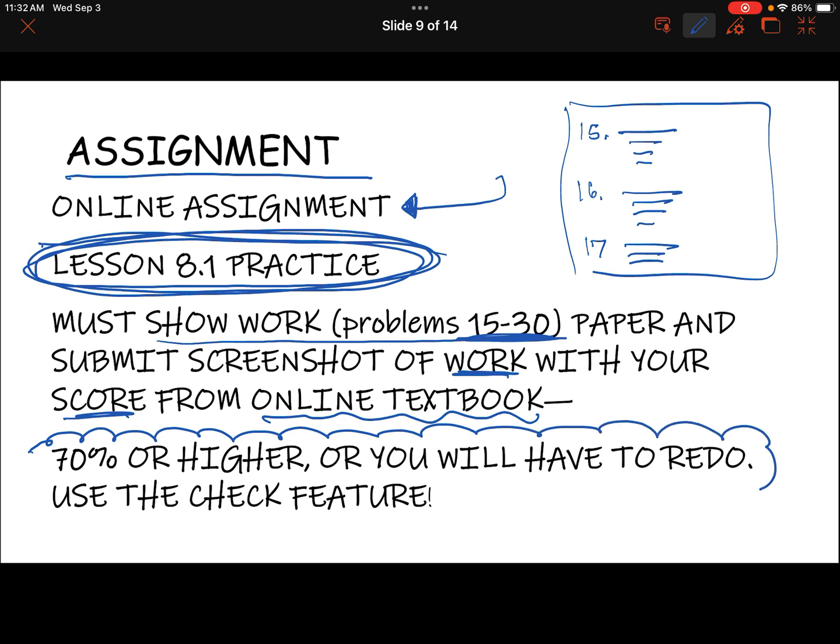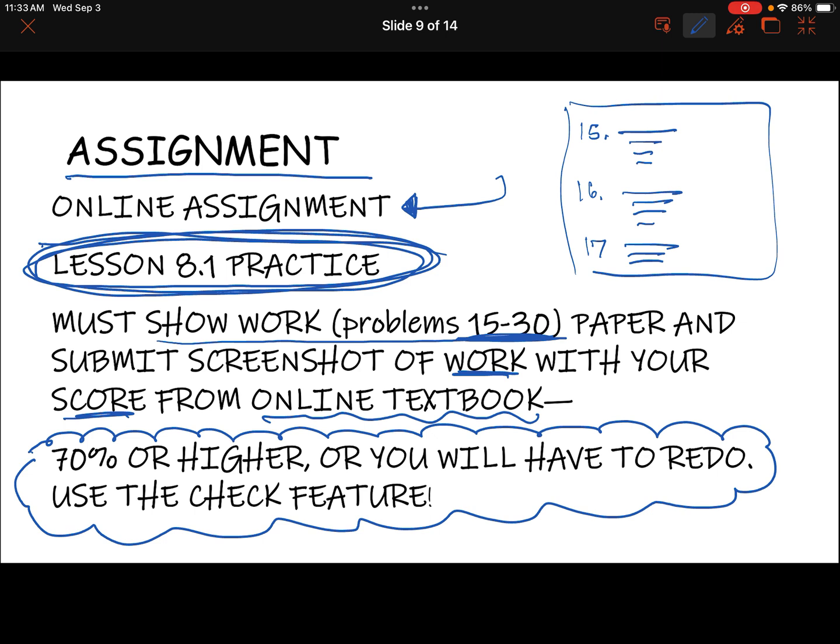This is a new thing, and this might be surprising to you. I wish I would have said it in class to everybody, but in the online textbook assignments, you only have to score a 70 or higher to get full credit. So do not spend hours trying to get a perfect score of 100. That is totally not necessary. Don't do it. If you have one that you miss, it's okay. I think there's 30 problems. You can miss probably 9 and still get full credit.